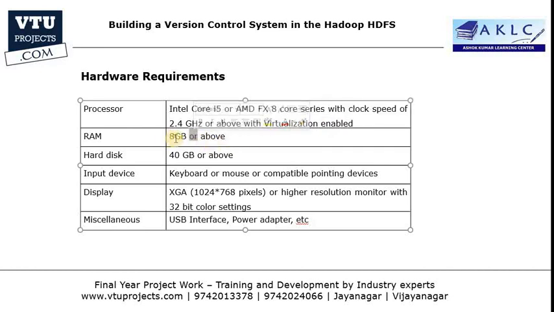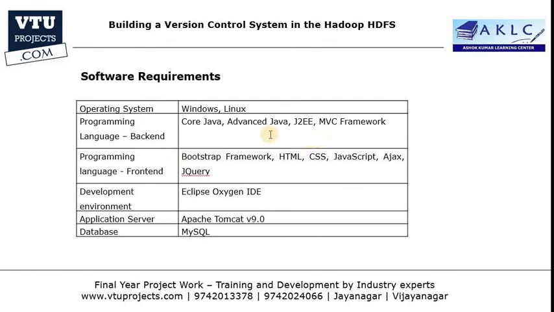We will require at least 8 GB of RAM, because VirtualBox will take a lot of memory. So we will require 8 GB of RAM, and 40 GB of hard disk is enough, and obviously a keyboard, mouse, a display device, USB interface, power adapter, etc. Coming to the software part, we will require the Windows operating system, on top of which we will install Linux using VirtualBox. So we will be working on both operating systems.